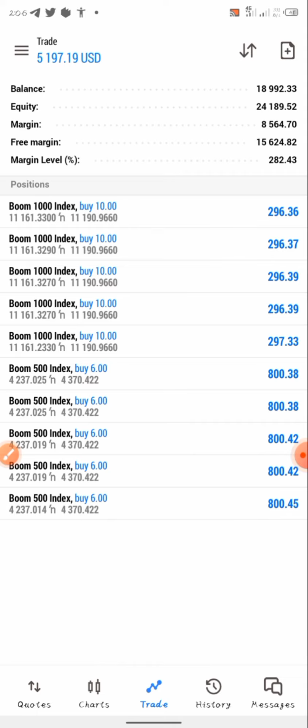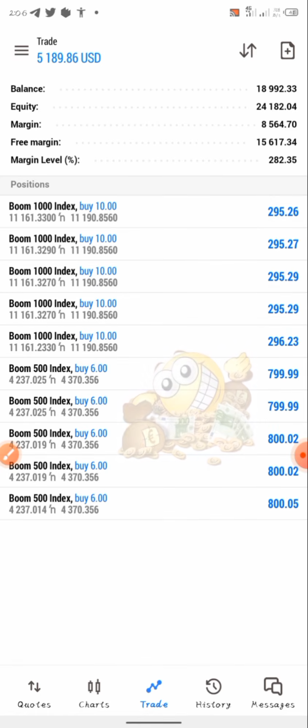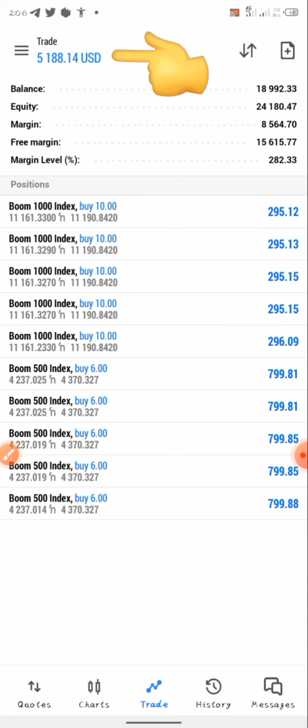As you can see, I've already backtested the strategy, and this is the profit I'm currently earning with it. You can see this is $5,000 profit, and it's a boom and crash strategy, guys.